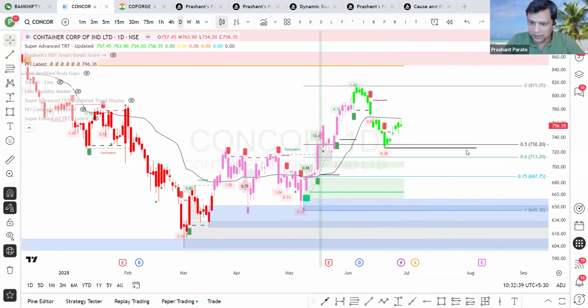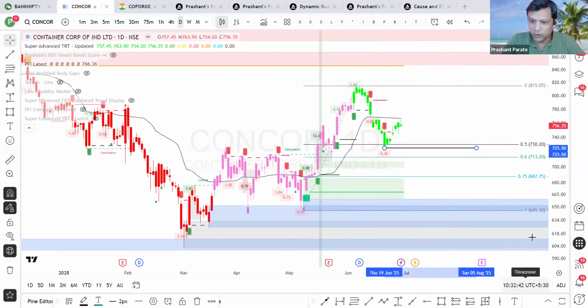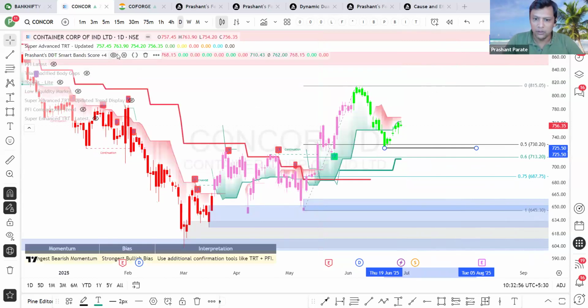I will place one alert at 725.5 or 726. I'll place another alert at 688. When price touches 725, I will check at that time, and at the 688 level, I will check again. Both times I will check and decide accordingly. If I want to take a momentum entry, there are no momentum signals as of now. So I will wait for any momentum signal based on DDT smart bands.